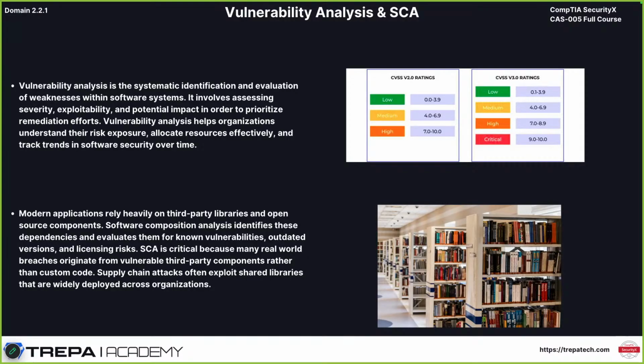So modern applications rely heavily on third-party libraries and open source components. Software composition analysis identifies these dependencies and evaluates them for known vulnerabilities, outdated versions, and licensing risk. SCA is critical because many real-world breaches originate from vulnerable third-party components rather than custom code.